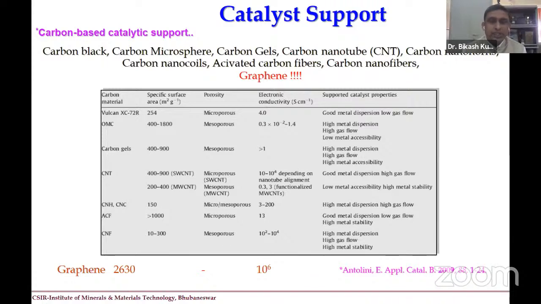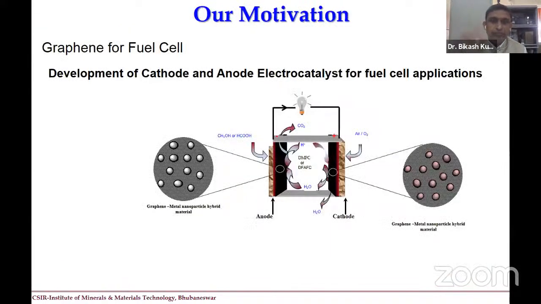You see the graphene, the latest carbon-based material, has the highest surface area, more than 2,500 meters square per gram, and the electrical conductivity is also very high. So that's why we got motivated to use graphene as a carbon-based catalyst support to load the catalyst for development of fuel cell applications. So this was our motivation. We tried to use this graphene as a catalyst support.